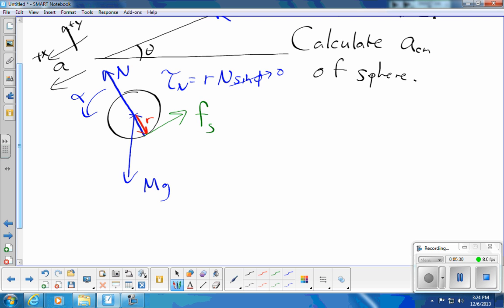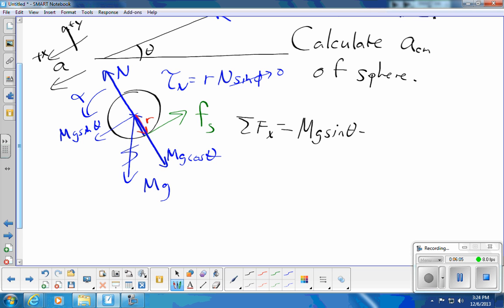And I can write some net F statements. I will say net F in the x is equal to... oh, bad mg, you're not in the right direction. So I'm going to split mg up into components. I'm going to draw the downhill component mg sine theta and the perpendicular component mg cos theta. And I'll get rid of mg because I don't want to have both the force and its components. Okay, so in the x direction, I have mg sine theta minus the static friction force is equal to m times a, and that's the a that we're looking for.